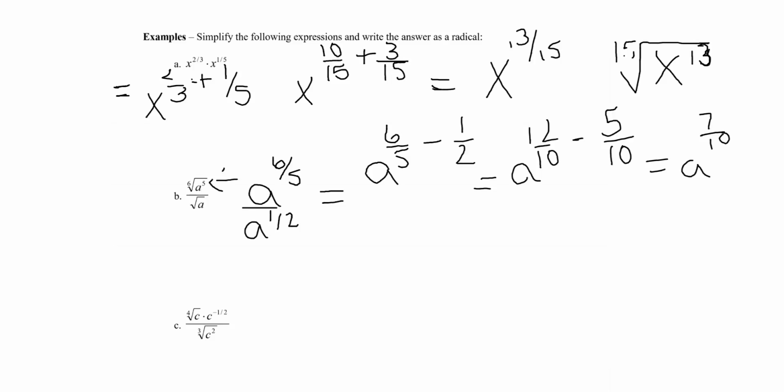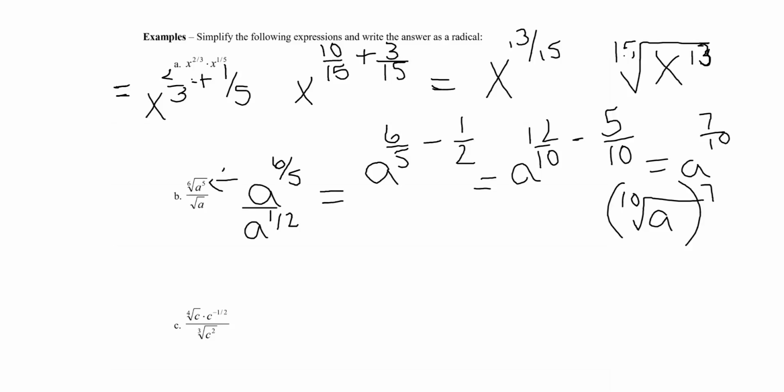And then again, the last thing to do is to write it as a radical, because that's what they want. So here's my radical. A goes underneath. 10 is my index, and my power is 7. And again, we can put it underneath with the a, or we can put parentheses in it outside. So I'm going to show it to you 2 different ways. I did it the other way up top, so I'll do it this way here.